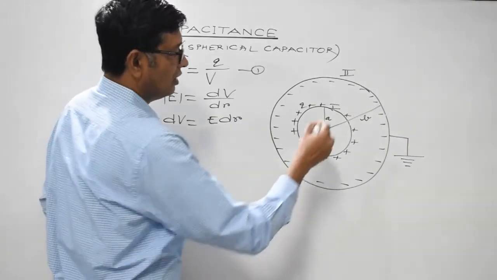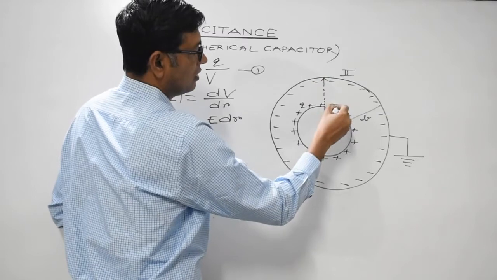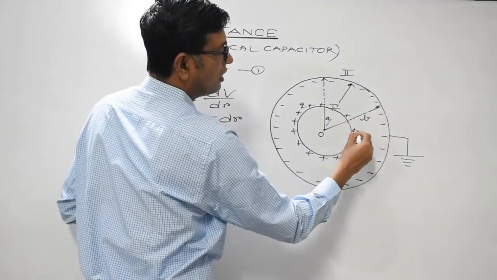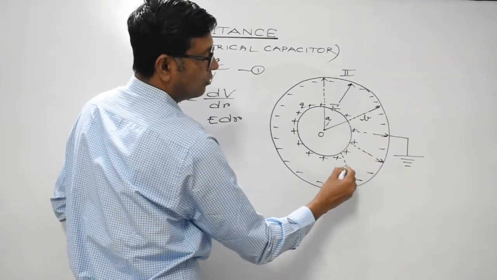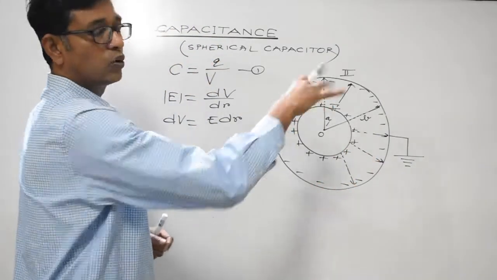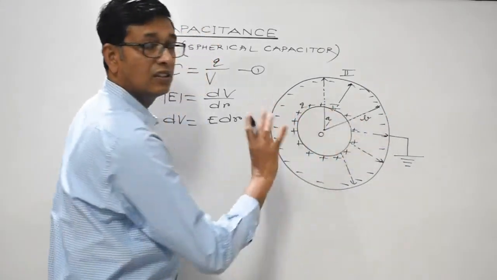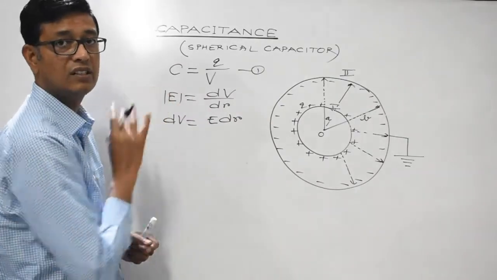But here, the electric field in the space would be somewhat like this. It will be in the radially outward direction. They are not parallel. They are in the radially outward direction. So the electric field is not uniform. Electric field in this space between the two shells is not uniform, so while integrating, we can't take it outside the integration.